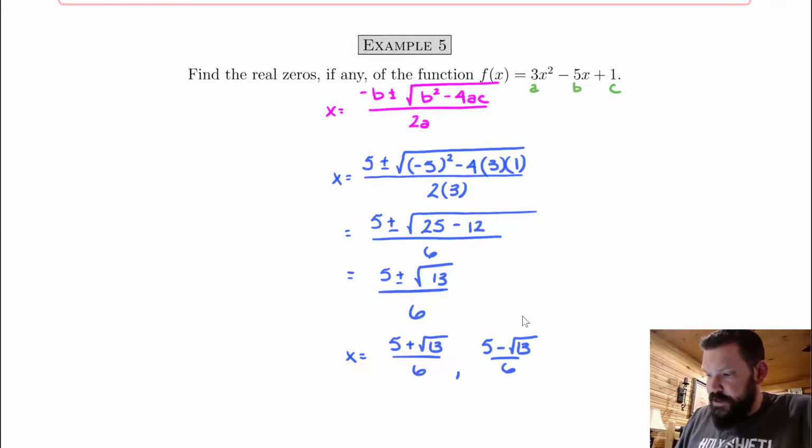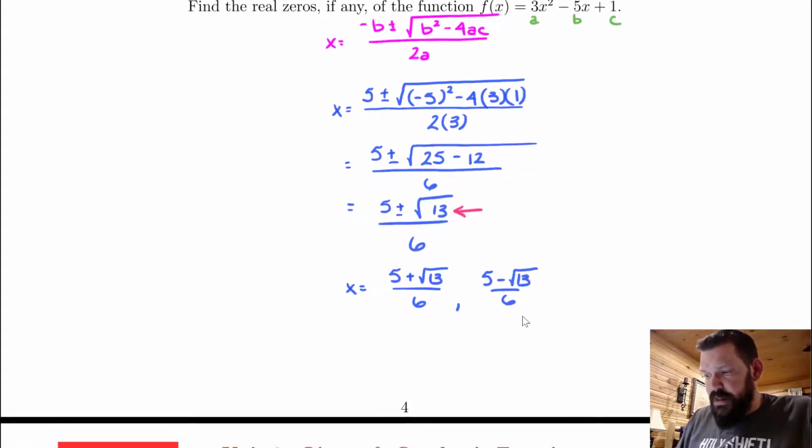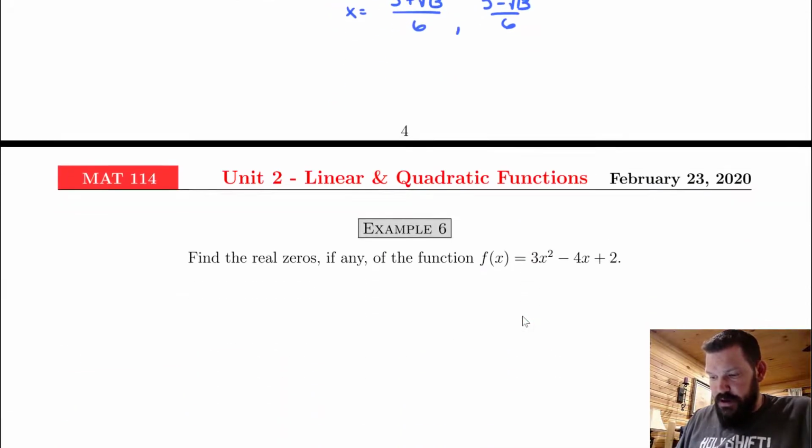You do notice right here that our discriminant is positive 13. Since that is greater than 0, it does indicate that we have two unequal real solutions. And we see that indicated right here by the 5 plus radical 13 over 6 and then 5 minus radical 13 over 6. For the purposes of this class, please don't use decimal approximations unless you're told to. Keep everything as an exact answer. And what we see here for example 5 are two exact solutions.